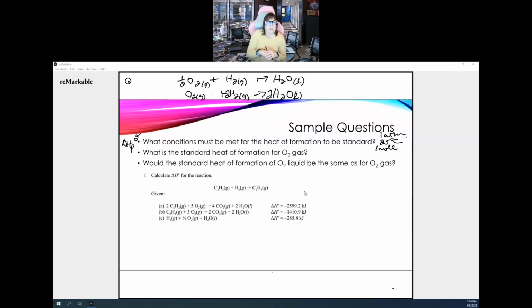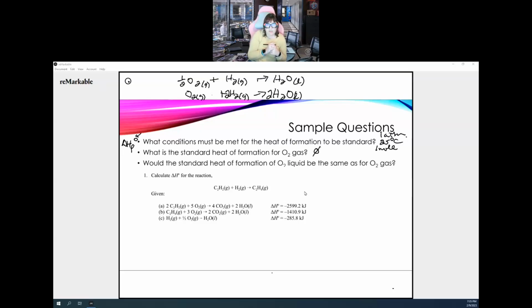Now, what is the standard heat of formation of O2 gas? Well, O2 occurs as O2. Awesome. So that's natural. That's the way I would normally find it, and it is naturally a gas. So its heat of formation is defined as 0. And that's what we get for that particular value.